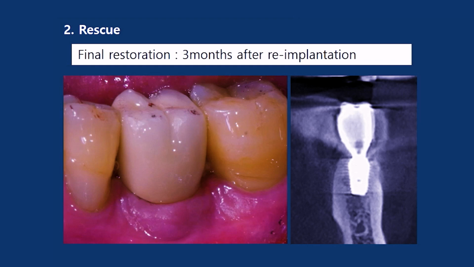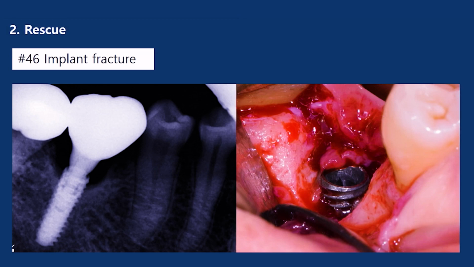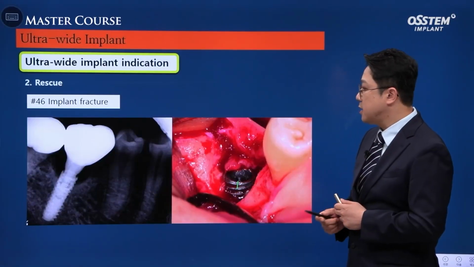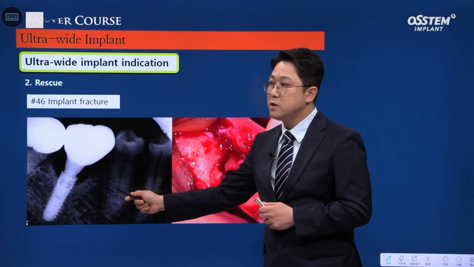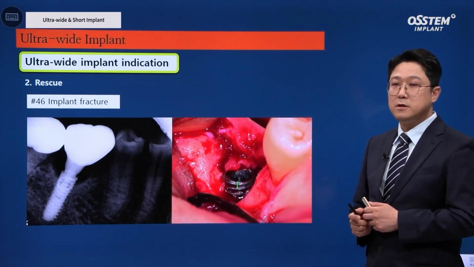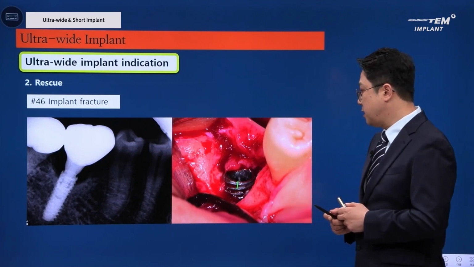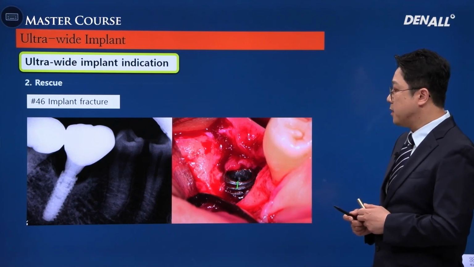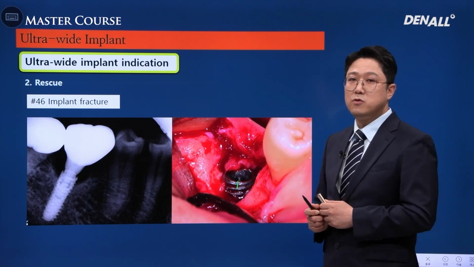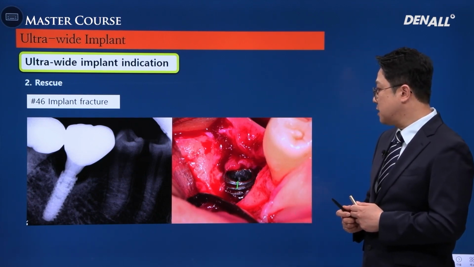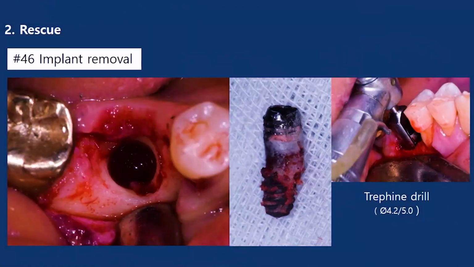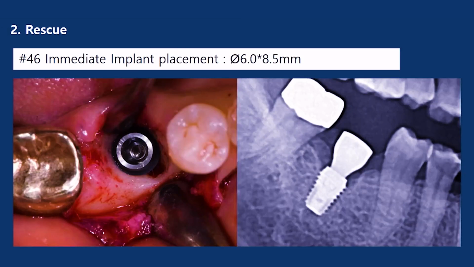After removing an implant for rescue purposes, ultra-wide implants can be utilized. In this case, the implant was fractured, and as shown, when the screw was tightened, the prosthesis was detached, and a different dental clinic requested me to remove the implant. The patient lived in the US and had to leave immediately. In order to remove the implant thoroughly and to place it again, I used a trephine bur to remove the implant. It was how it was removed.